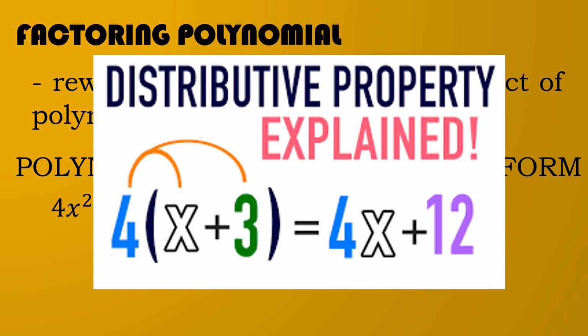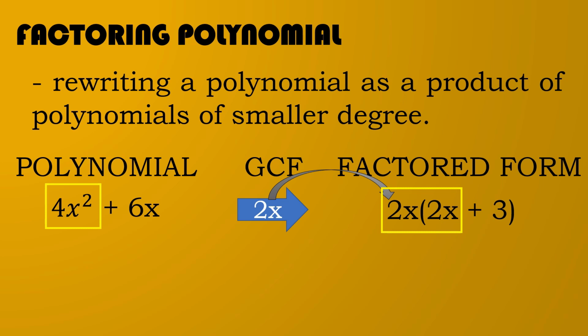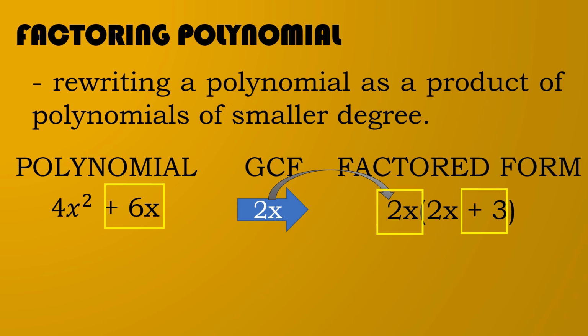This time, we will do the reverse. Using 2x as our GCF, the factored form of our polynomial is 2x times quantity 2x plus 3. To check, we can multiply 2x times 2x equals 4x squared, and 2x times 3 equals 6x. 4x squared plus 6x is our polynomial, which means our answer is correct.